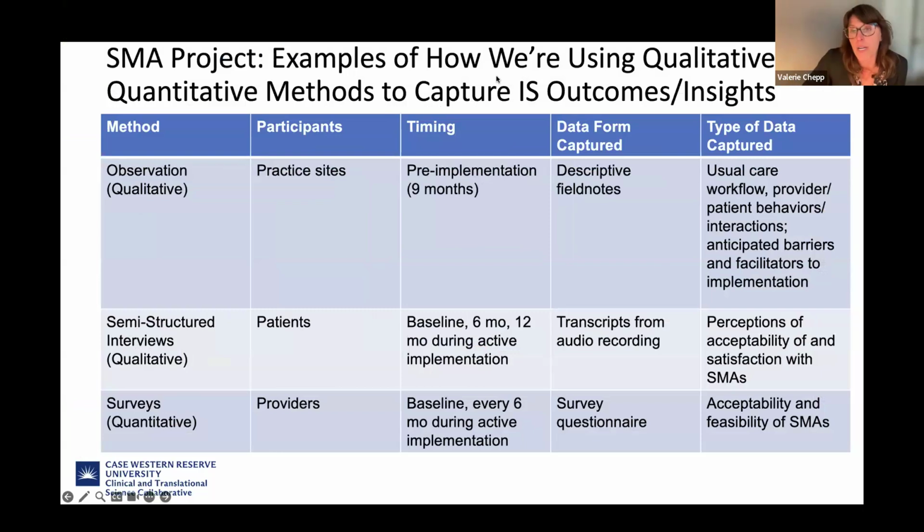So this is an example of how we are using mixed methods to capture just some implementation science outcomes or insights. We have others, but this is an example that we can talk about. So we are doing observations. I just talked about observations we're doing of advisory panels, but we also are conducting observations of practice sites during this pre-implementation phase that we're in right now. And we're doing that in an effort to just start to understand context, right? What's the usual workflow of care delivery at practice settings? What are some interactions that we can document, behaviors? And we're doing this in an effort to start to see if we can identify any possible barriers and facilitators that might come into play when we get to active implementation, when we're actively implementing the SMA.